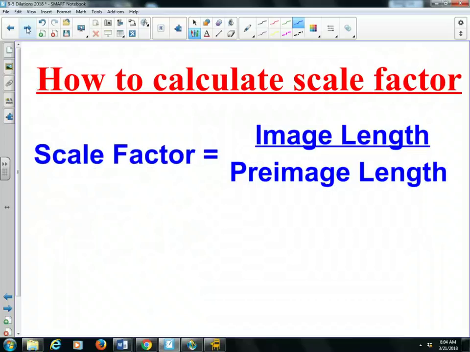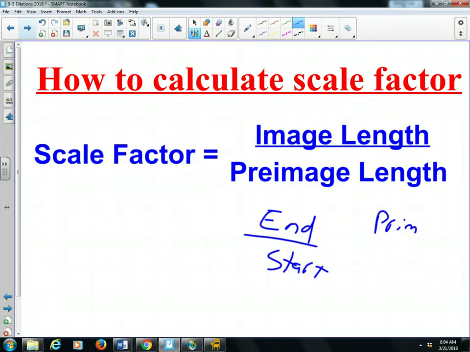All right, so if we were to ask you to find the scale factor, how would you go about doing that? The scale factor is the image length divided by the preimage length. Sometimes people refer to it as the end over the start. Or again, sometimes people say it's the prime letters, because that's the image, over the actual letters.